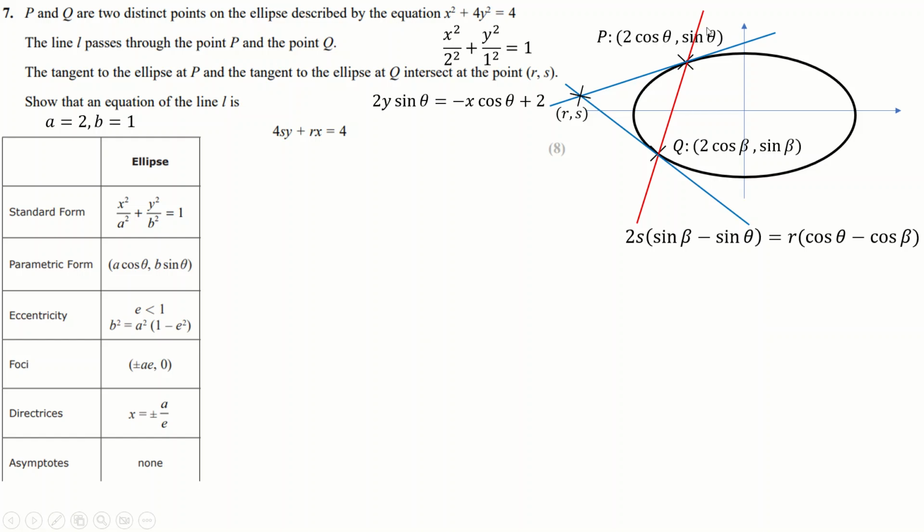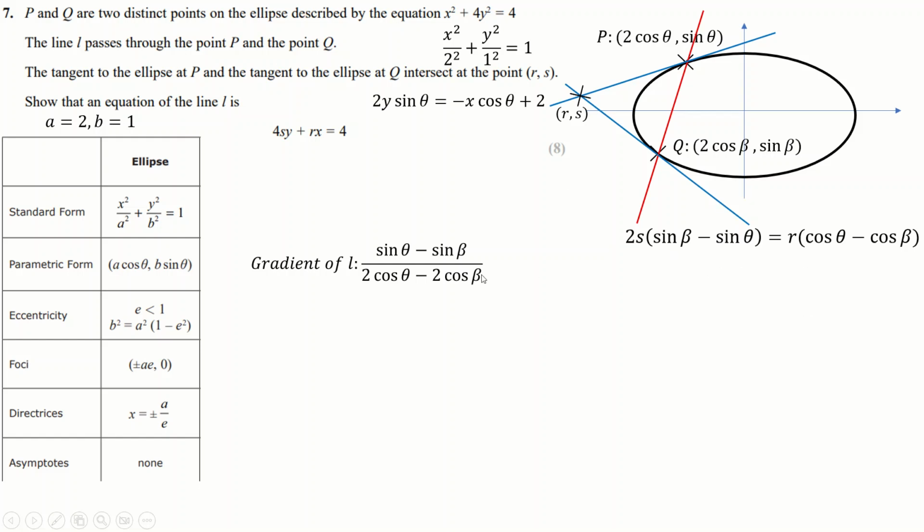Now, what else do I need to do? Well, the question is actually about L. So how do we go about finding L? Well, the gradient of L is going to be rise, which is sine theta minus sine beta, over run, which is 2 cos theta minus 2 cos beta. So that's the gradient of that. And again, we can think about y minus y1 equals m(x minus x1) if we want to, by using this as our y1 and x1. So I think that's what I did next.